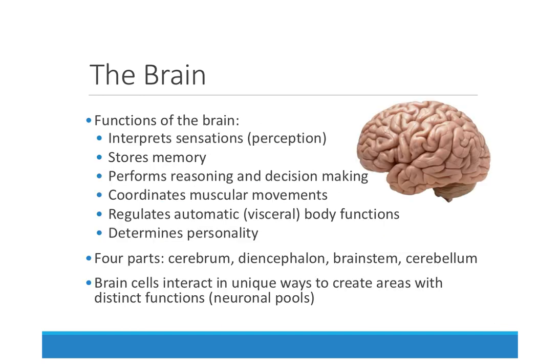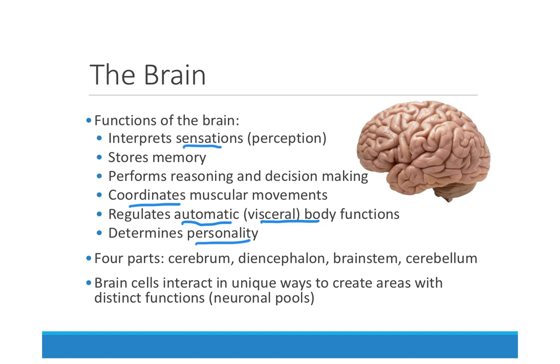Starting with the brain, I think you realize that the brain does a variety of extremely important things. It interprets the sensations that come in from our sensory neurons, giving us a perception of what's going on in the outside world. Memory is stored in our brain. It does reasoning and decision making. It coordinates muscular movements and takes care of all the automatic processes, also known as visceral body functions. And of course, it determines your personality and many other aspects that we don't tend to think of as being so carefully connected to our own brains.